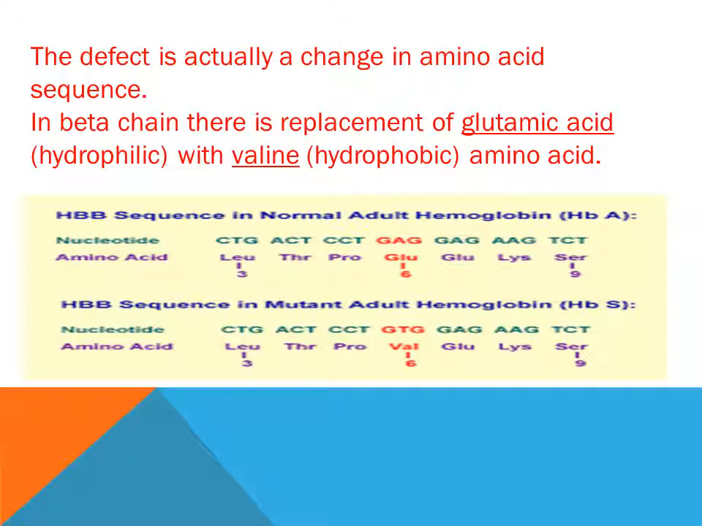The defect is actually a change in amino acid sequence. In the beta chain, there is replacement of glutamic acid, having hydrophilic property, with valine, having hydrophobic property. The change of this property makes the hemoglobin prone towards aggregation whenever there are low levels of oxygen inside the cells. The diagram below shows both hemoglobin A, that is normal adult hemoglobin, and hemoglobin S, that is sickle cell hemoglobin. As you can see, hemoglobin A contains glutamic acid, and in sickle cell disease, this glutamic acid is replaced by valine.